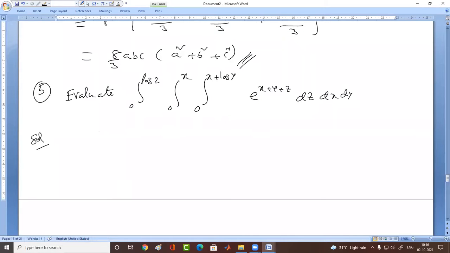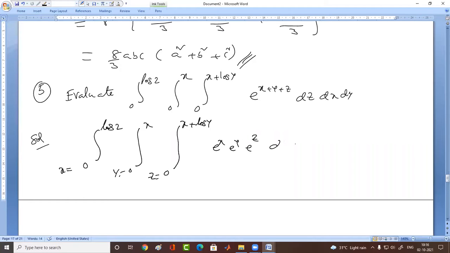First, constant limits 0 to log 2. Second, 0 to x, so that's why this is x. Now, in terms of 0 to x plus log y, this is x and this is y, already x is completed. Now the third variable is z. E power x plus y plus z can be written as e power x into e power y into e power z, dz dx dy. Now, how to integrate?